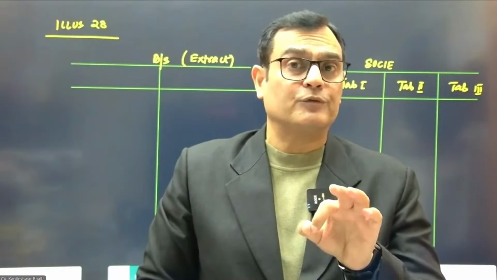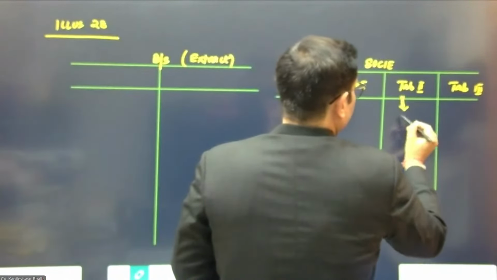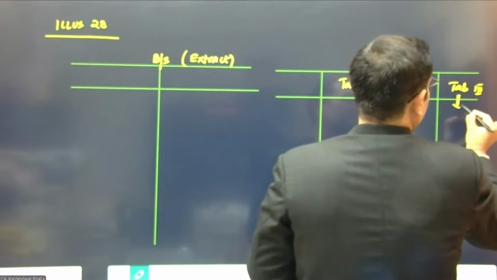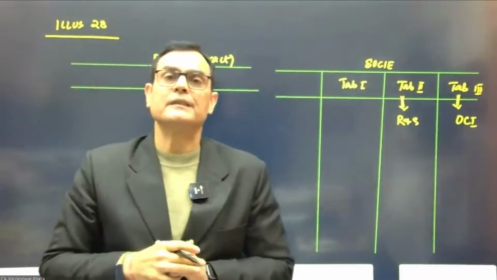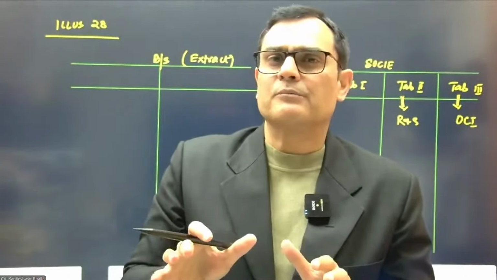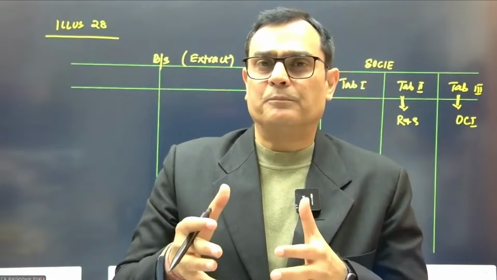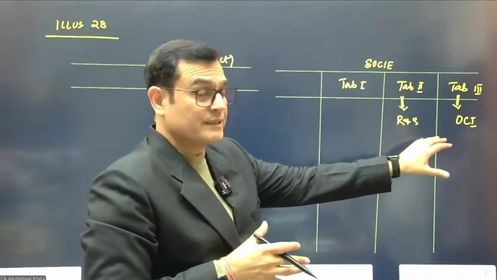Now let me tell you what the 3 tabs of SOCIE are. Tab number 2 is the reserves and surplus. And tab number 3 is the OCI component. We will take a call once we come to the concept of OCI, on how comfortable you are. Otherwise, I'll give you a briefing on the concept of other comprehensive income if the need arises.